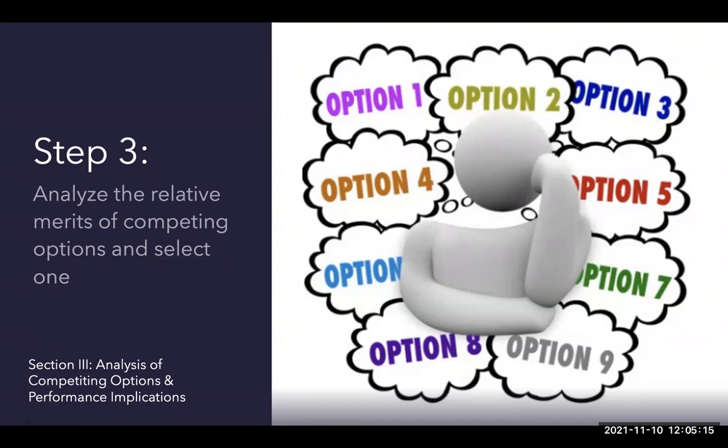So in chapter 8, they also discussed step 3, which focuses on analyzing the relative merits of competing options and selecting one of the options. So again, policy analysis should consider more than just a single approach. The identified problem may have a limited or a large number of potential solutions, and all possible solutions should be identified before selecting and weighing the criteria.